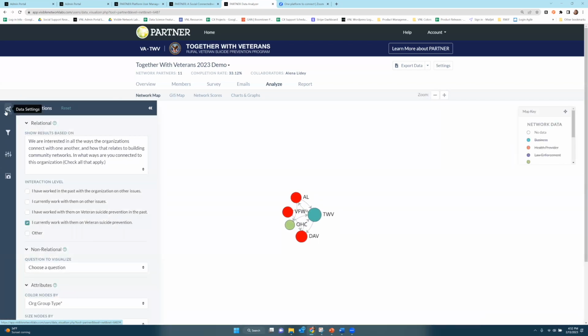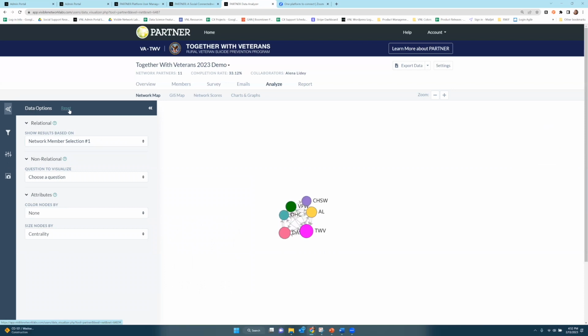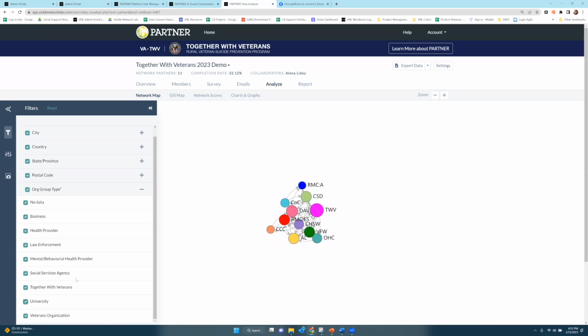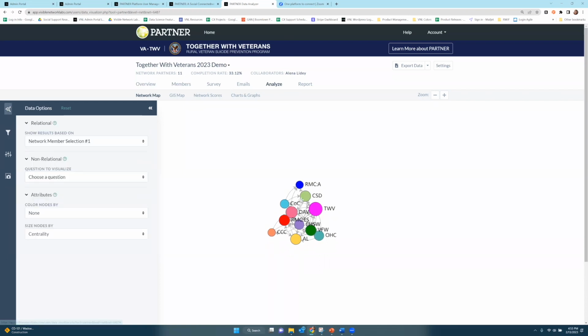And so the network map is showing a bunch of circles and lines between them. I'm going to reset everything here because I did some different filtering there, and make sure that all of my organizations are showing in my filter. Okay, so when you get to this map, you can see there's a bunch of circles and lines between them. So what does that mean?